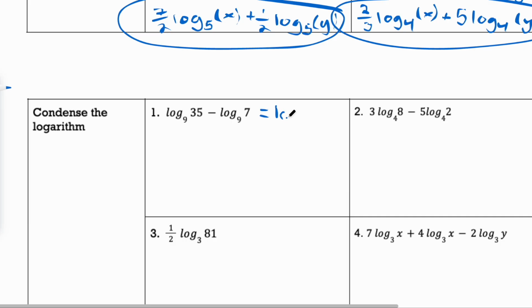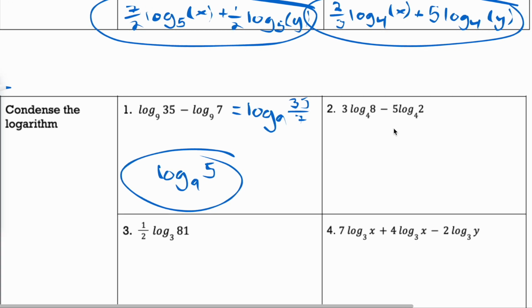Yeah, division. And by the way, first thing we want to check, we have the same base. So we can apply these rules. We have log base 9 of 35 over 7. Since it is subtraction that correlates to division, 35 divided by 7 is just 5, so I'm going to say log base 9 of 5. Boom.